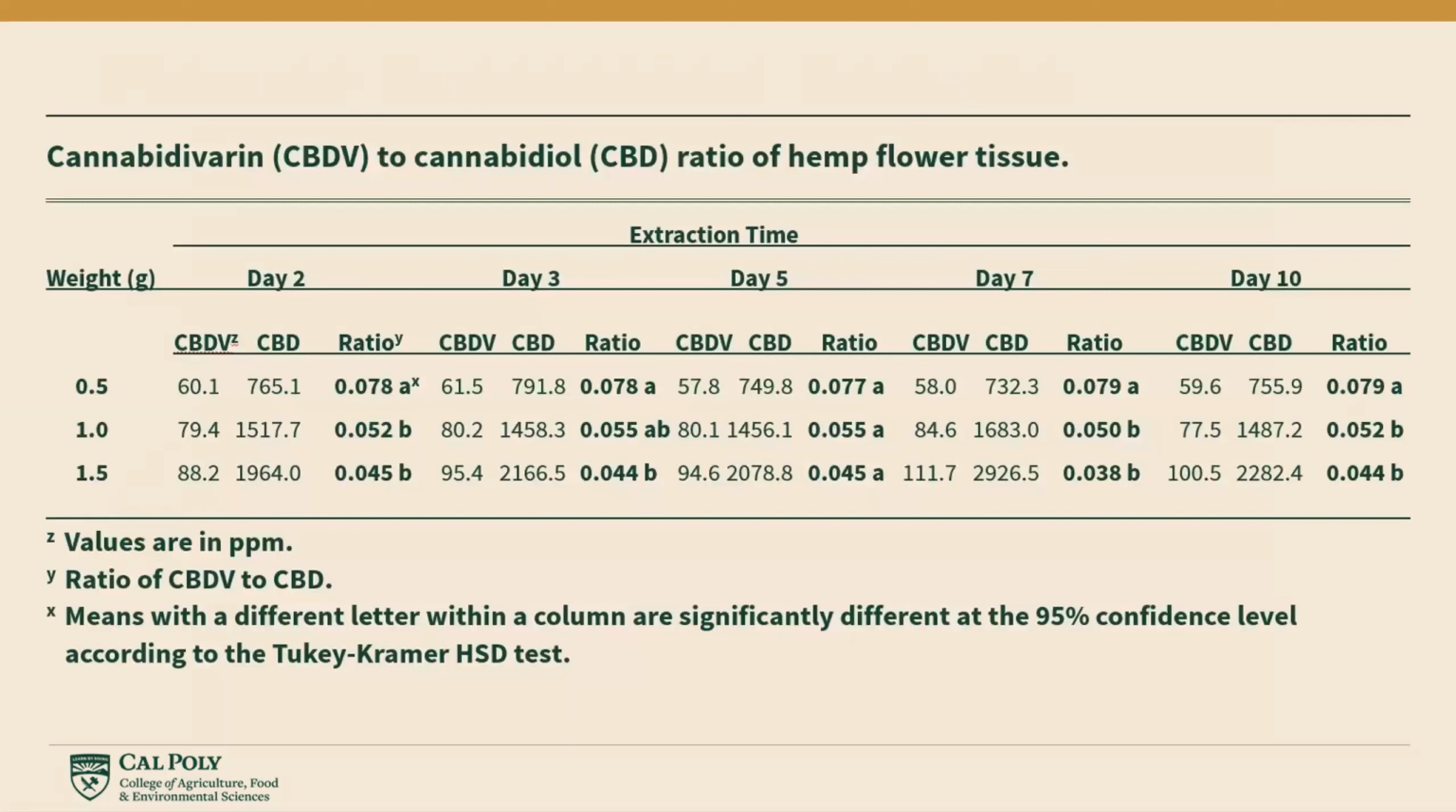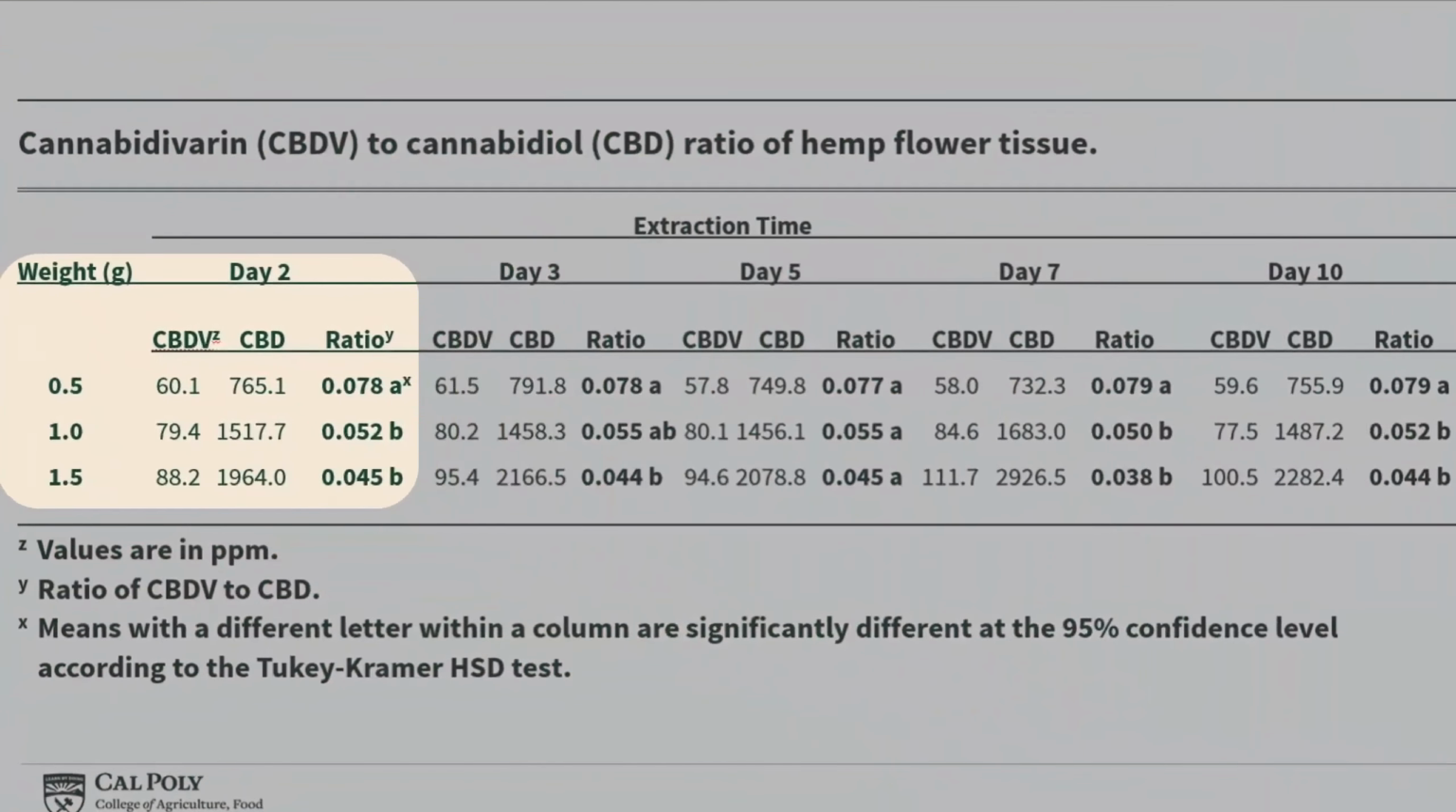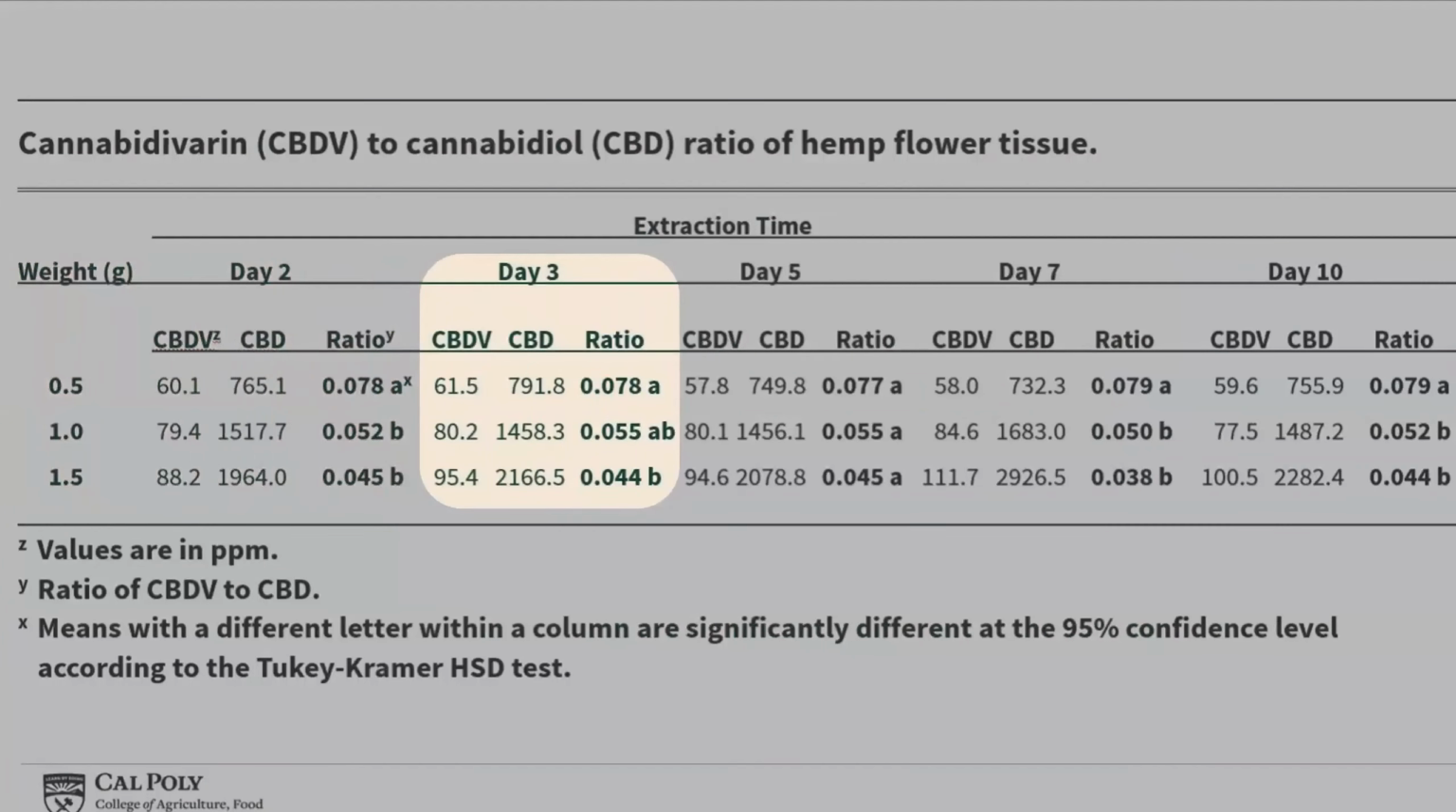Now let's look at the ratios of CBDV to CBD in the flower tissue. There was a similar trend in the flower samples that was seen in the leaf samples, with the lower weight levels having higher ratios of CBDV to CBD. This was seen across almost all extraction days except for day 5, when there was a lot of variability with that extraction day, leading to no significant difference between the ratios, as noted with these A markers.